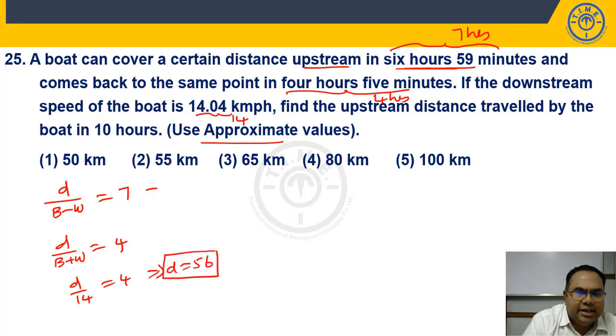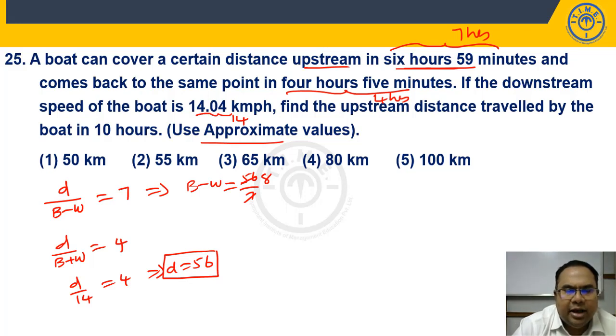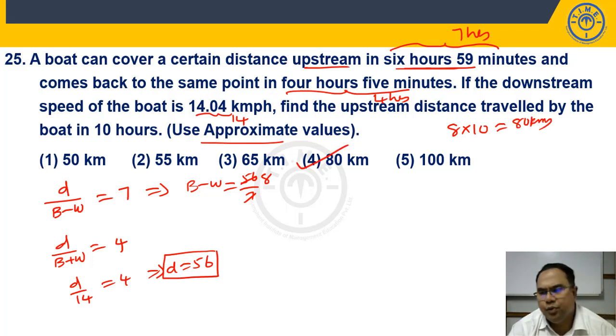If D is 56, substitute here. B minus W is equal to 56 by 7. It is 8. So 10 hours upstream distance travelled. Upstream speed is 8 for 10 hours. 8 into 10, I will cover 80 kilometers. Choice 4.